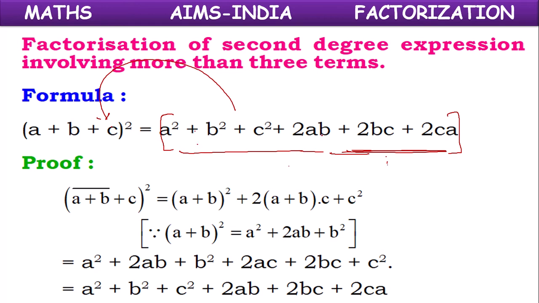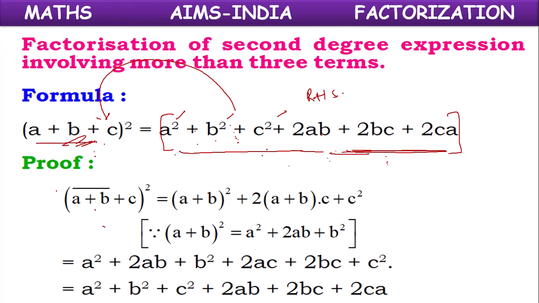Here on the right hand side, the highest power is 2. So it is a second degree expression having more than 3 terms. This can be factorized by using this formula, or this can be factorized by the following method. We have a proof here. So how we have written this one like this means, for that we have a proof here.